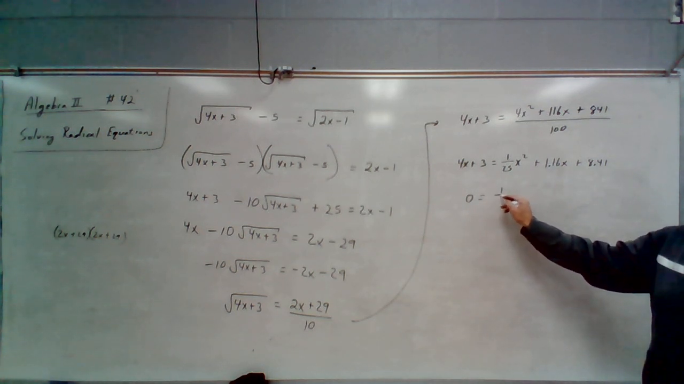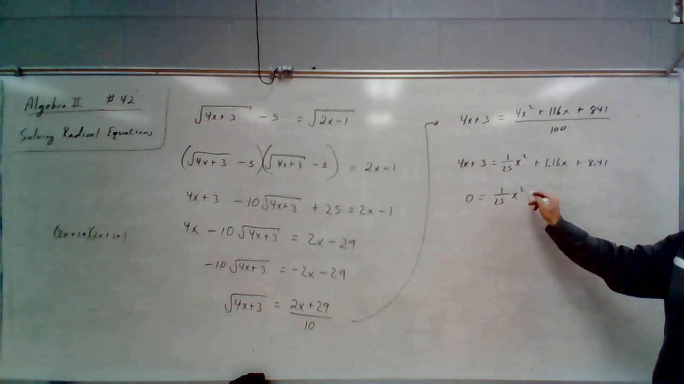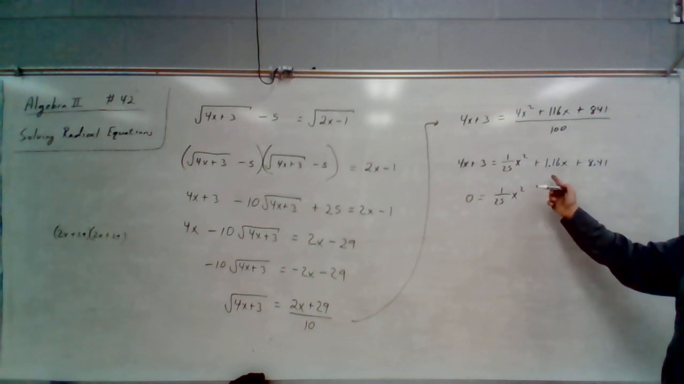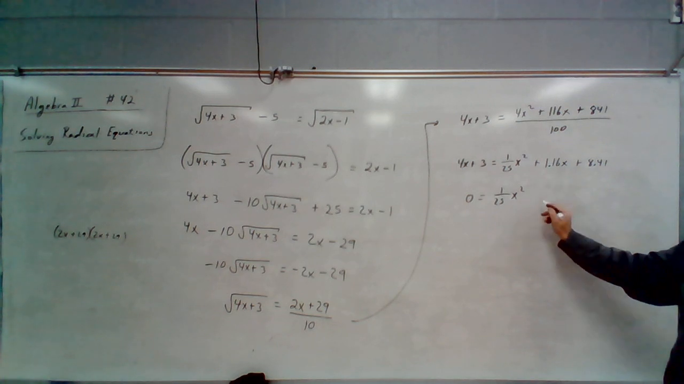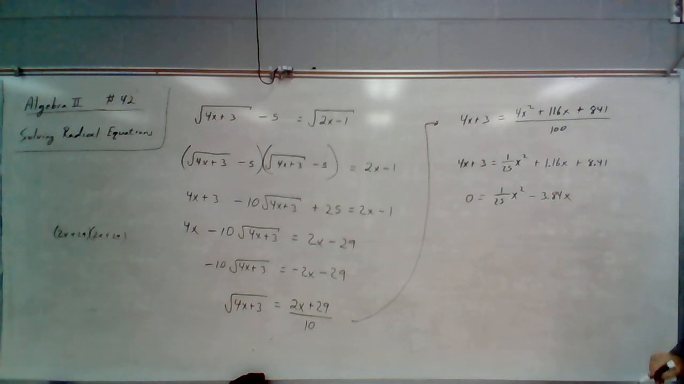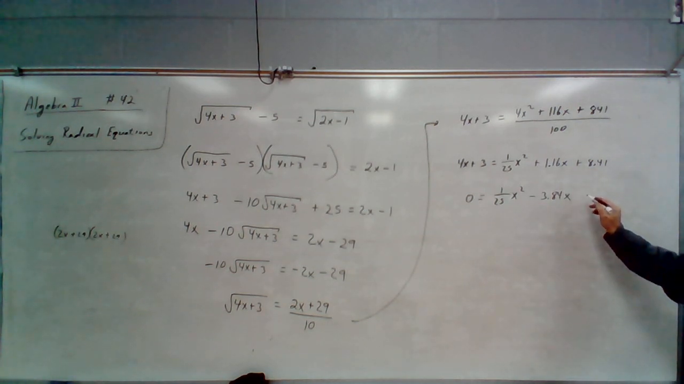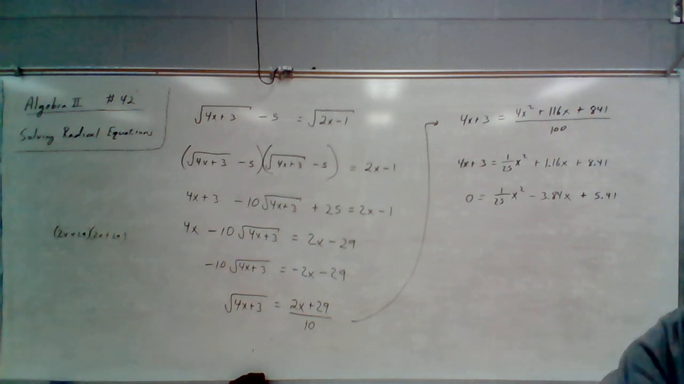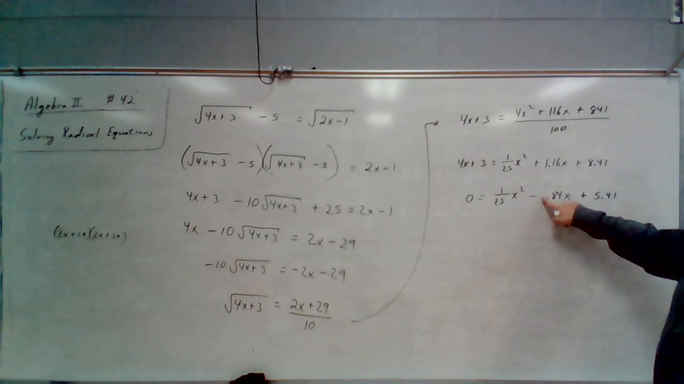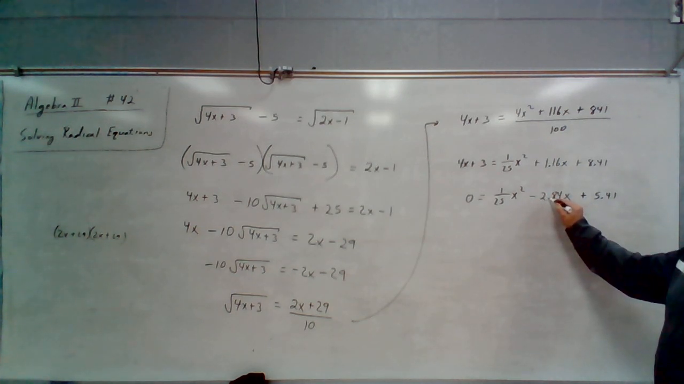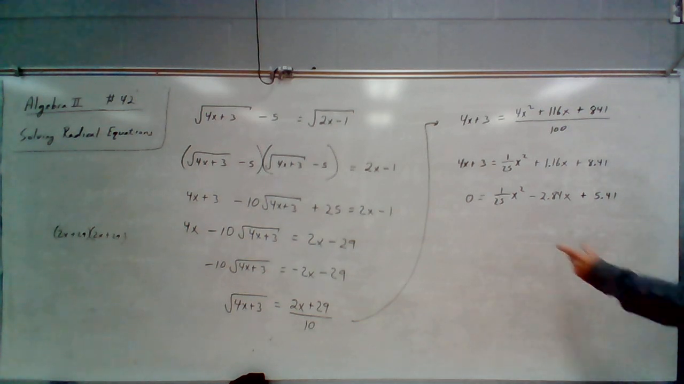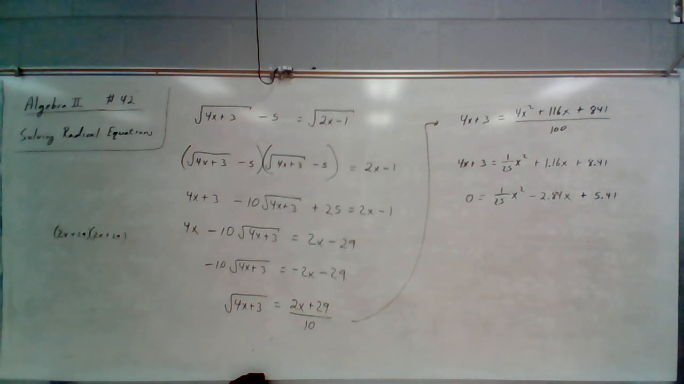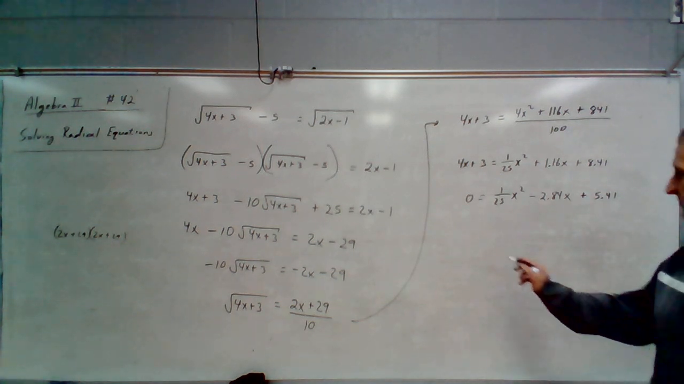And I get 1 over 25x squared. Subtract 4 here, so 1.16 minus 4 is minus 3.84x plus 5.41. Wow. I'm sorry, this should be a 2.84. All right, so now I have a quadratic equation, standard form equal to 0. No chance of factoring that, so I'm going to use the quadratic formula.